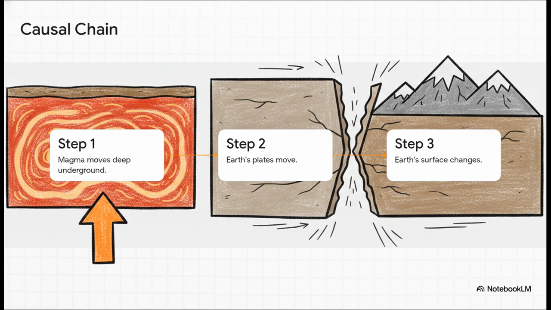This flowing magma acts like a conveyor belt, forcing the giant, solid tectonic plates above it to move. And step 3, when those plates crash together, it causes our mountain's surface to change elevation. So the earthquake didn't cause the mountain to grow. Instead, the moving magma caused the plates to move, which simultaneously built the mountain and caused the earthquake. We finally untangled it. We separated correlation from causation.